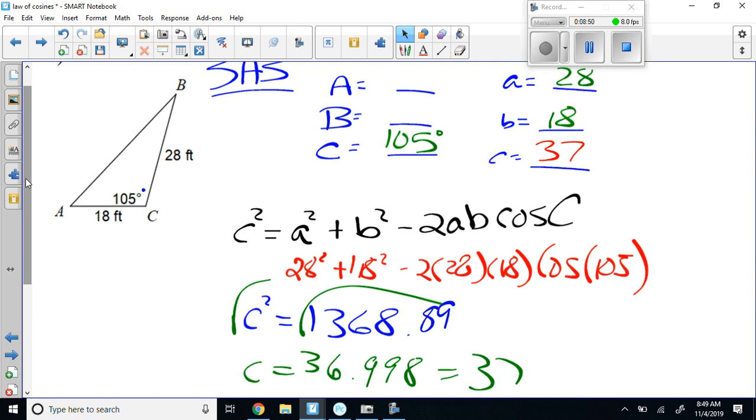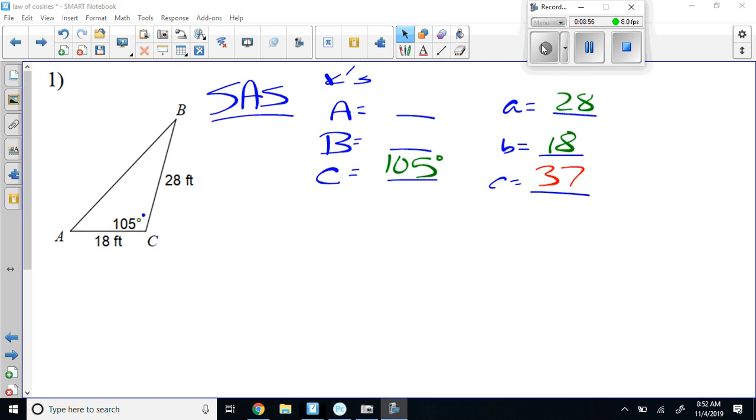Okay, y'all finding the other two sides by what? Law of what? Go. You got a minute and a half. Here, let's look at it.